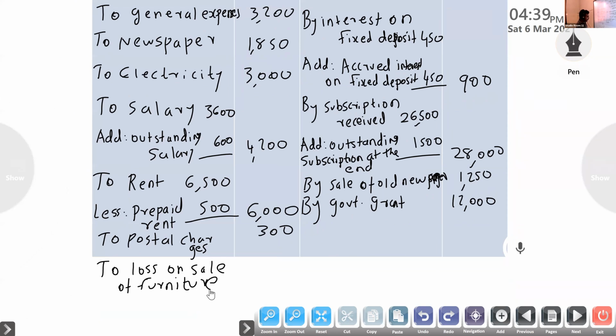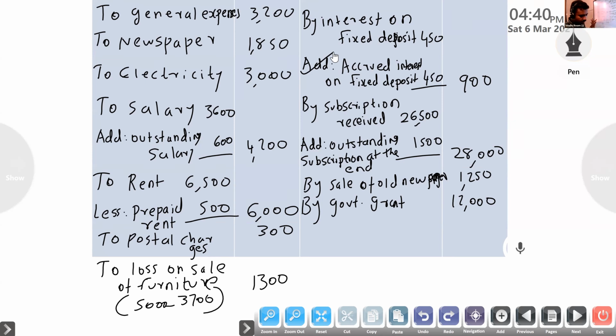So if you have any doubt, you can ask those who are absent in the last class. If you have any doubt, you can call me at any time. So 1,300. One thing you have to remember, you must know all the content. Then only you will get full marks. So loss on sale of furniture. Next, interest received on fixed deposit. Already we wrote. Over. Okay, now any other adjustment?